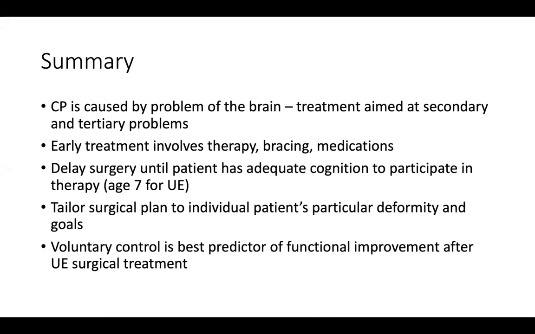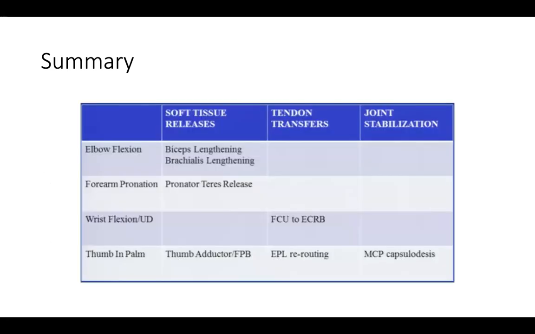We typically try to delay surgery in these patients until they're of an appropriate age where they can participate in the therapy, which is really important for successful outcomes. As we talked about, you want to tailor the surgical plan to individual patients' deformity and also what their goals are. And again, as I mentioned, voluntary control is the best predictor of functional improvement after upper extremity surgical treatment. So that's important, maybe a testable thing. And then our three main categories of surgical options, as we talked about: soft tissue releases, tendon transfers, and joint stabilization. This chart is just reviewing the most common procedures done for each of those different deformities that we see in the upper extremity.